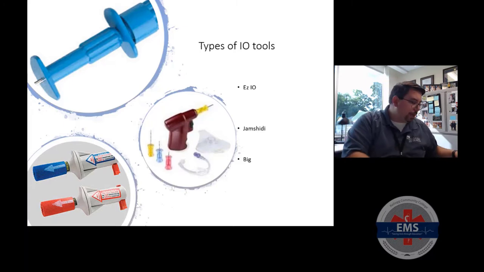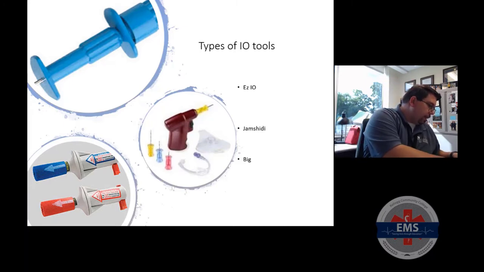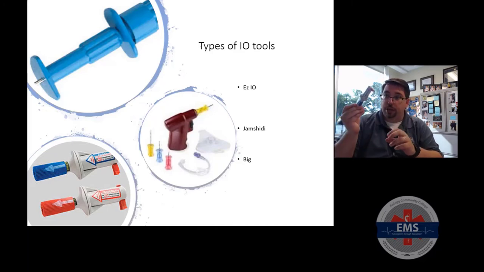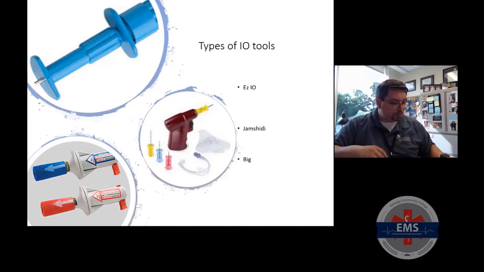Last but not least is your big IO gun device. These are not as common practice as what they once were, solely because of the fact that as they do work, they don't work very effectively regularly. Most of the time when we see these, when we use them for adults, it can actually fracture the bone and cause a lot more problems because of the force of insertion of that needle. And again, these are recommended for adults only, not for pediatrics.